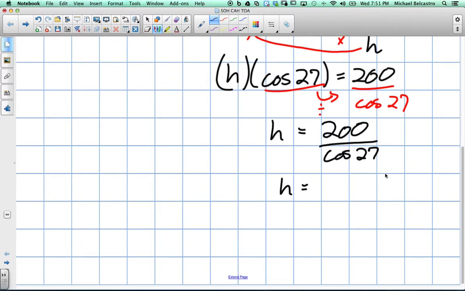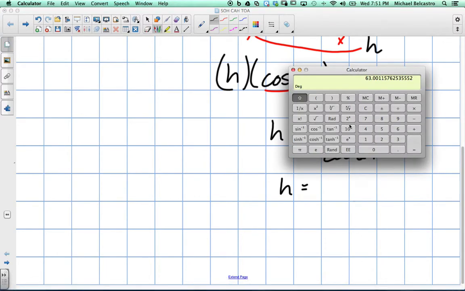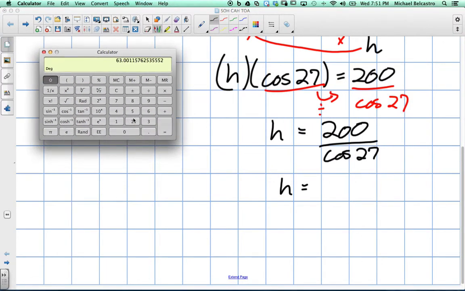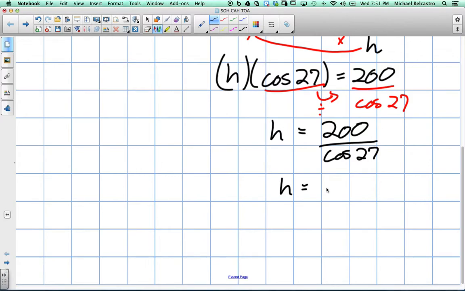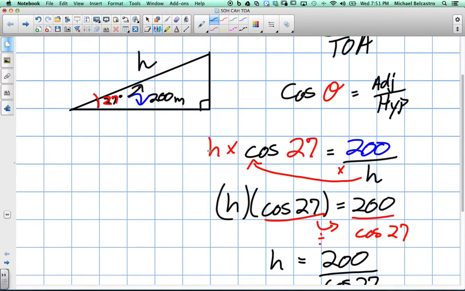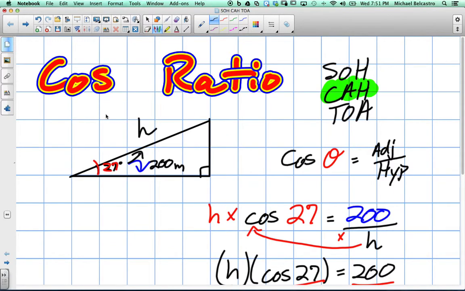So our h in this case, we'll take out our calculator, is going to be, in my calculator I can store stuff, so 200 divided by 27 cos, so that's what it is as a decimal, and my calculator's already saved the 200. I just have to add equals now. 224.46 meters. And that makes sense, right? Because it should be longer than the 200. 224.46. Excellent.